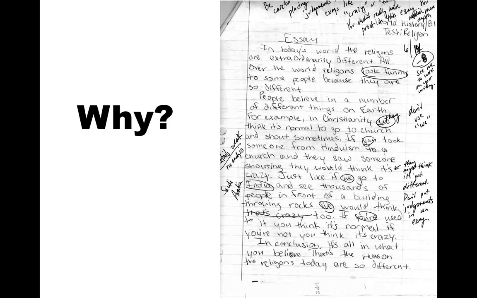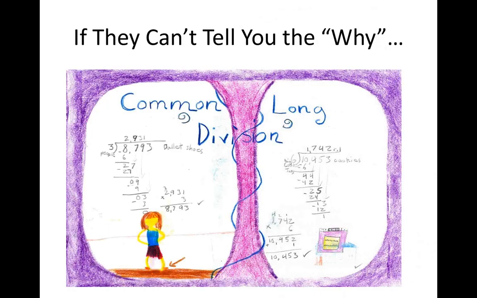Okay? Now, again, I'm going to go back to if they can't tell you why, all you're going to do is circle around. So this is an answer to the question earlier, which is what happens if you sell them? How can you fix that? Well, if you ask why and they're not clear, you just circle around again. And the example I give is long division.